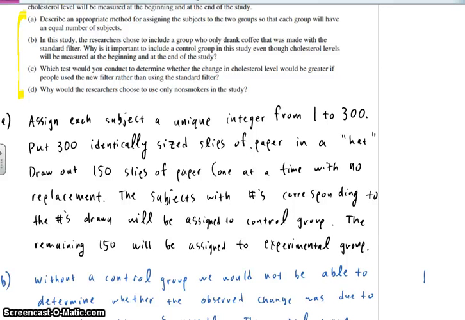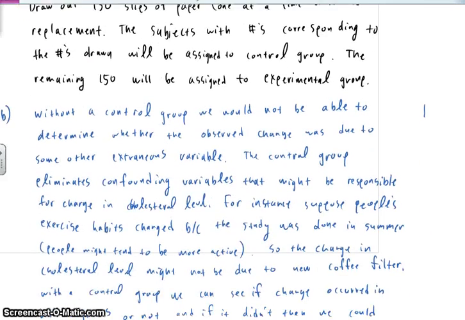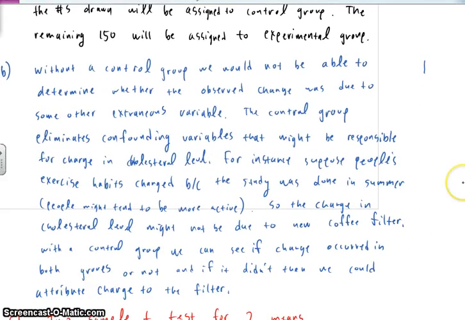Okay. So part B is talking about why a control group is important here. Well, without a control group, we would not be able to determine whether the observed change was due to some other extraneous variable. The control group eliminates confounding variables that might be responsible for the change in cholesterol level.